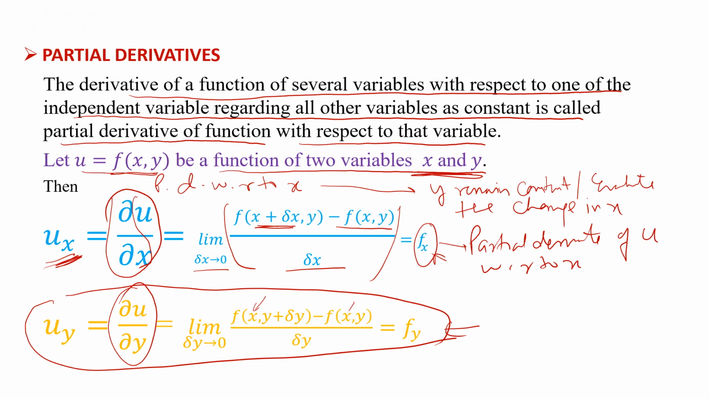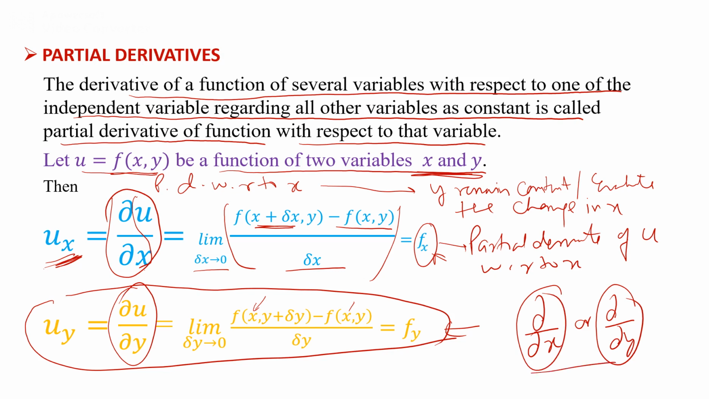You have to remember that del upon del x or del upon del y is a symbolic representation of a partial derivative, and if we write it for the function, we write f x or sometimes f y. So this is a simple representation of a partial derivative.